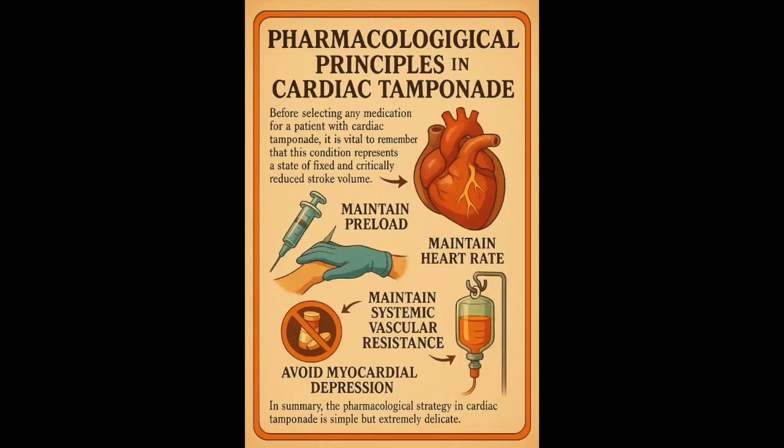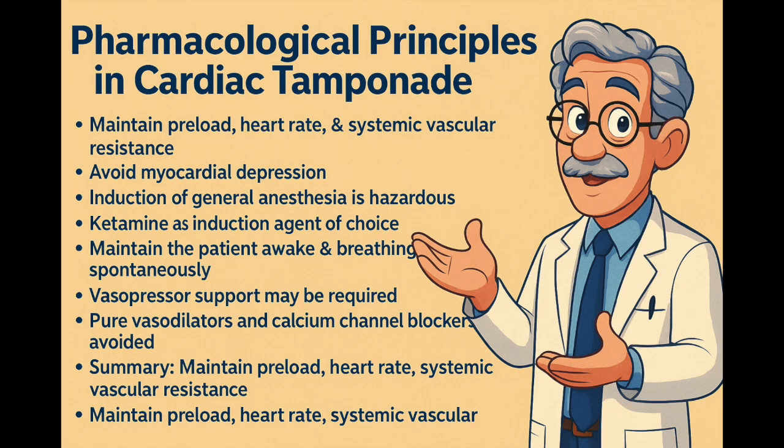Pharmacological principles in cardiac tamponade. Before selecting any medication for a patient with cardiac tamponade, it is vital to remember that this condition represents a state of fixed and critically reduced stroke volume. Any intervention that lowers systemic vascular resistance, decreases venous return, or depresses myocardial contractility can precipitate cardiovascular collapse. The primary objective is to maintain forward blood flow until the pericardial sac is drained.